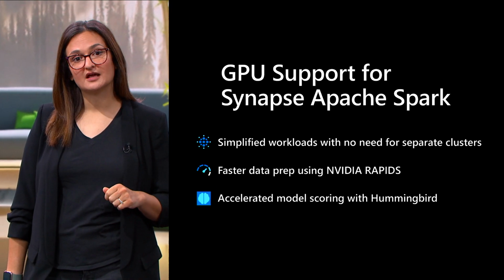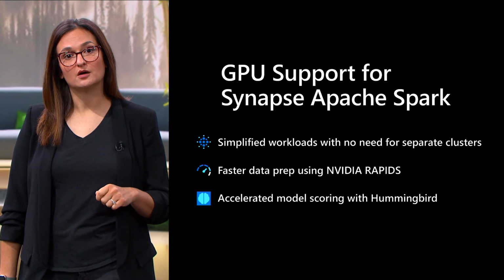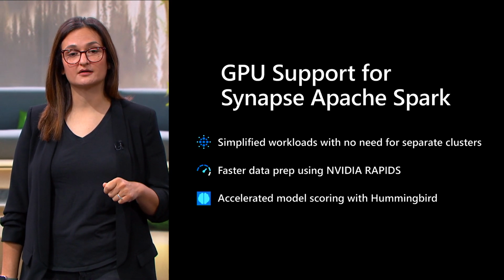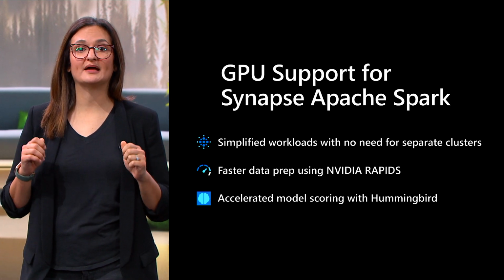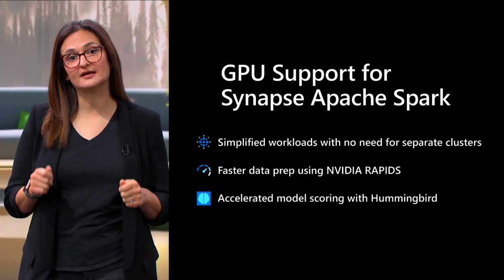And better yet, by combining GPU hardware with Microsoft's Hummingbird for Spark that rewrites machine learning modules for GPUs, customers will benefit from up to 4x speedup in ML model scoring time. To show how these amazing performance enhancements work, I've asked Misha to show us a demo. Over to you, Misha. Thanks, Kim.